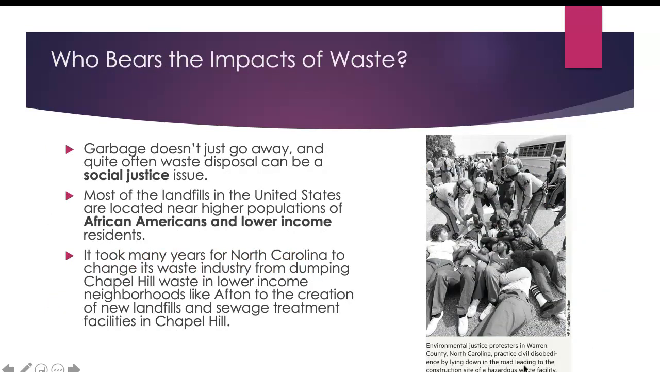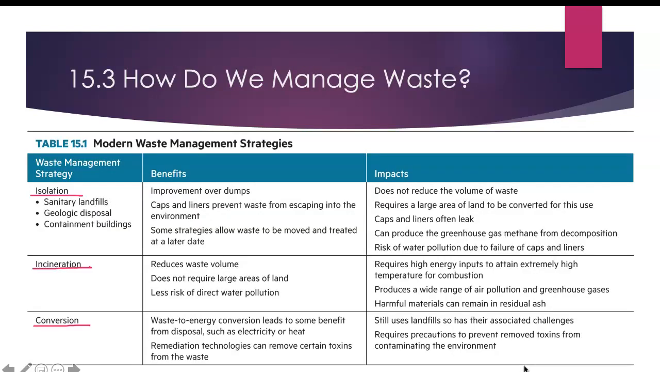This is an example. A North Carolina low-income community protested against making their neighborhood a landfill site for PCB. So where we dump the trash becomes a social justice issue. And according to the statistics, most of the landfills are in the neighborhoods of African Americans and low-income communities. And that is very sad, and that is not fair. So we're going to talk about environmental justice in later chapters.